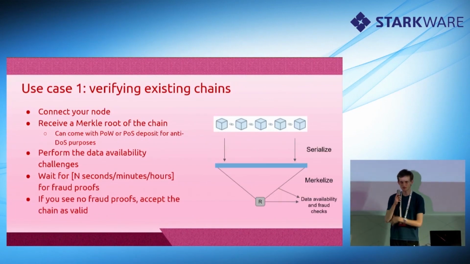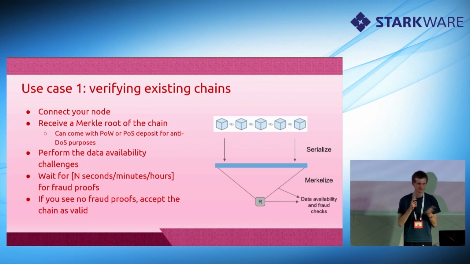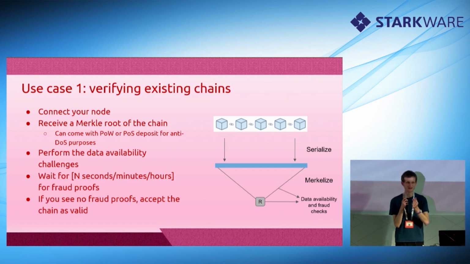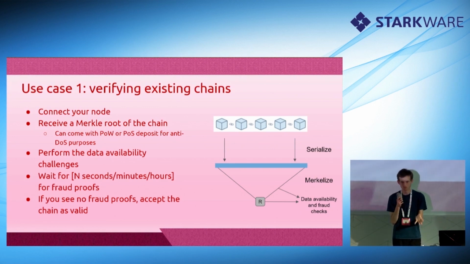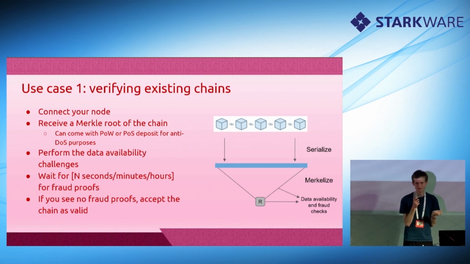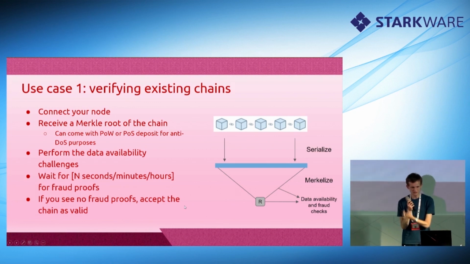So what do we use this for? The first use case, as I mentioned, is verifying existing chains. This is a fully layer 2 technique that could be used to improve the security properties of existing light clients. Basically, you connect your node and receive a piece of data provided by someone that claims to be a Merkle root of the chain. For anti-DOS reasons, you could attach this to proof of work. If there's a chain you've already authenticated, you could also have the provider put a deposit in a smart contract, so that the deposit could be taken away if there's a fraud proof. Then on this root, you perform the data availability challenges, you wait for fraud proofs, and if the data availability challenges pass and you see no fraud proofs, then you accept the chain as valid.